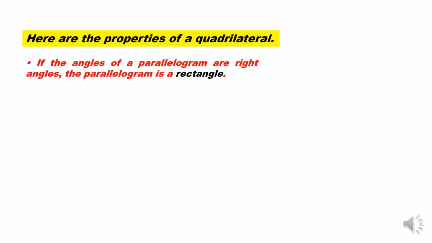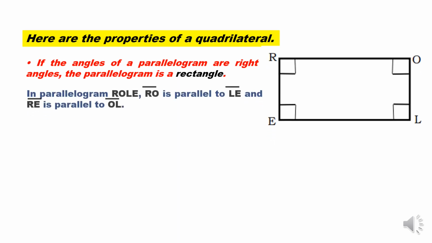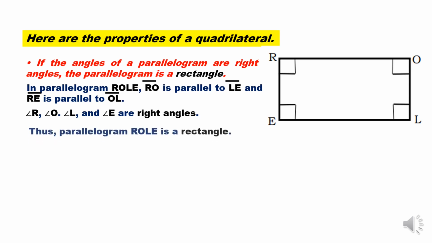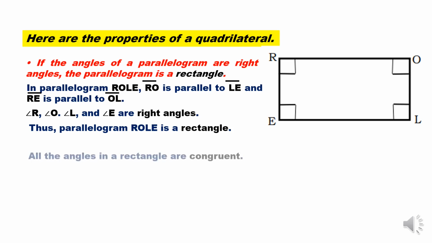If the angles of a parallelogram are right angles, the parallelogram is a rectangle. In parallelogram ROLE, line segment RO is parallel to line segment LE, and line segment RE is parallel to line segment OL. Angle R, angle O, angle L, and angle E are right angles. Thus, parallelogram ROLE is a rectangle.